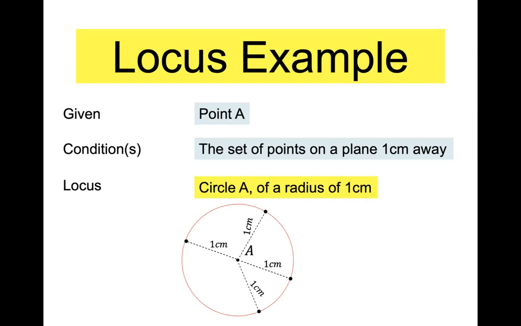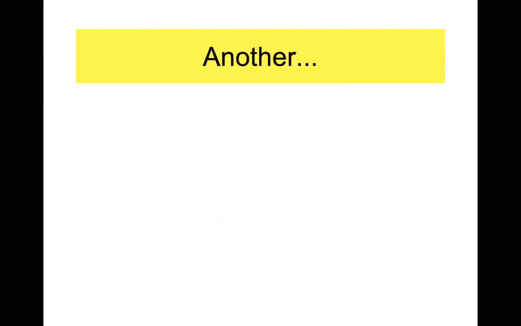So that is what you will be doing today. You will start off with a given. You will read a set of conditions. It'll just be one condition, and you will draw what that combination of the given and the condition makes. All right, let's do another one.